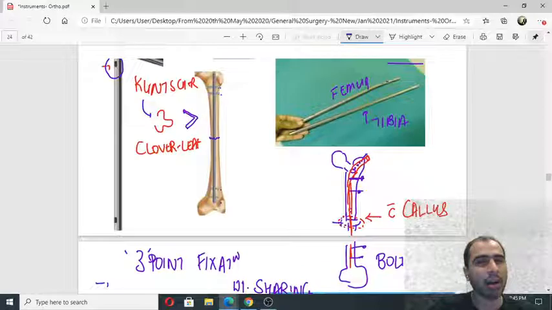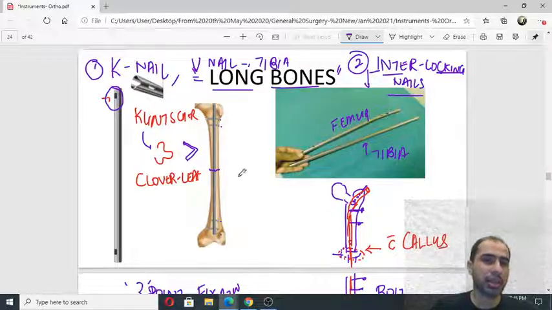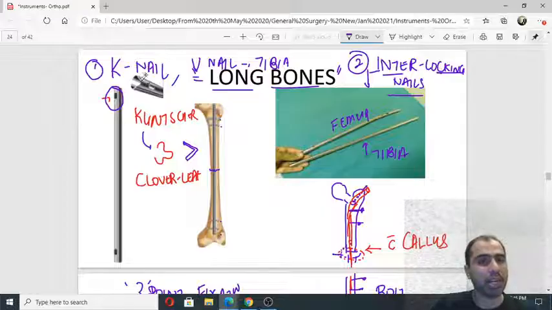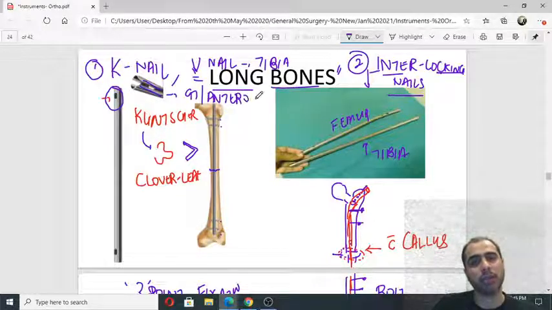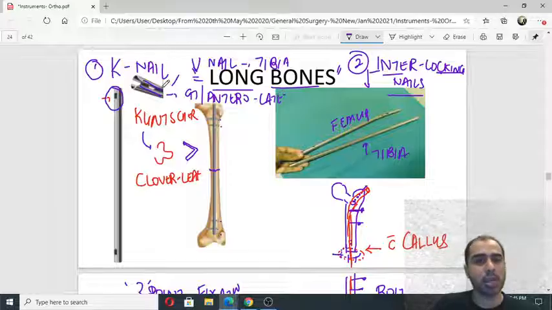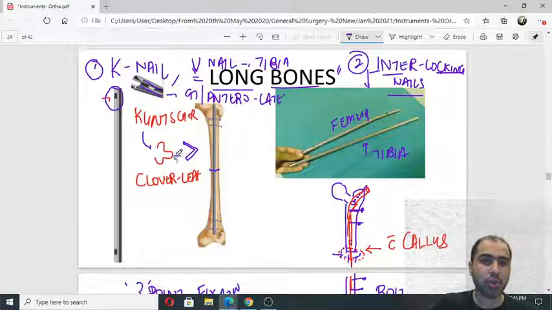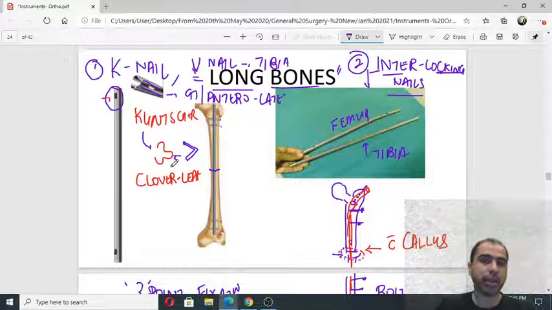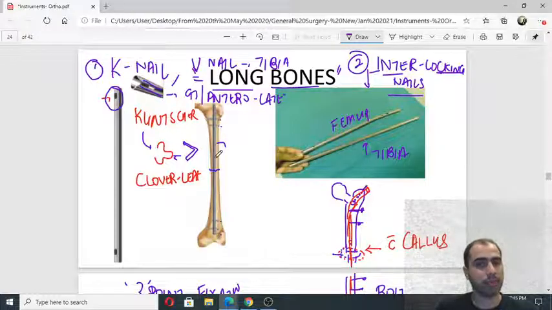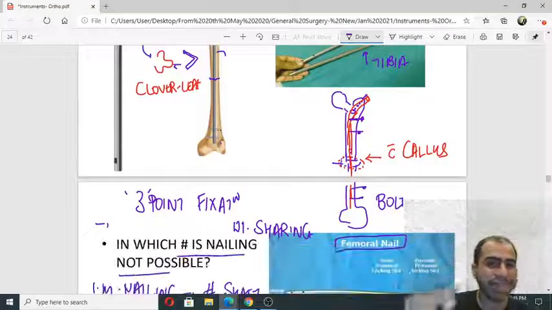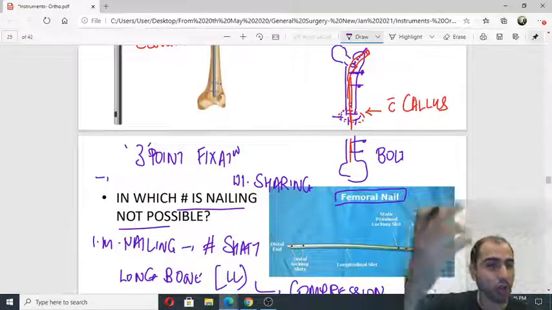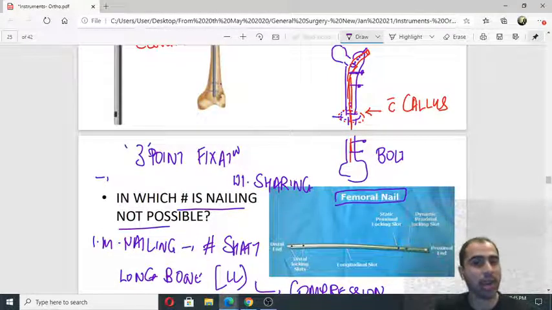And the K nail, which they don't use nowadays, they ask you what should be the orientation of the K nail. The slot should be along the greater trochanter, or the slot should be anterolateral. This I am telling for those appearing for NEET PG. The slot of the clover leaf should be directed anterolaterally. Okay, that helps in better suitability of the fracture. It will stabilize the fracture better. It should be along the tensile area of the bone. That's why it should be anterolateral in femur.